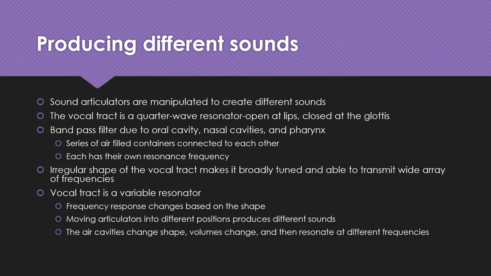So the irregular shape of the vocal tract and how it's easily manipulated makes it broadly tuned and able to transmit a wide array of frequencies. It has a wide bandwidth. So the vocal tract is a variable resonator, which means that the frequency response changes based on the shape. When we move our speech articulators into different positions, it produces different sounds. The air cavities can change shape, volumes change, and then they resonate at different frequencies.